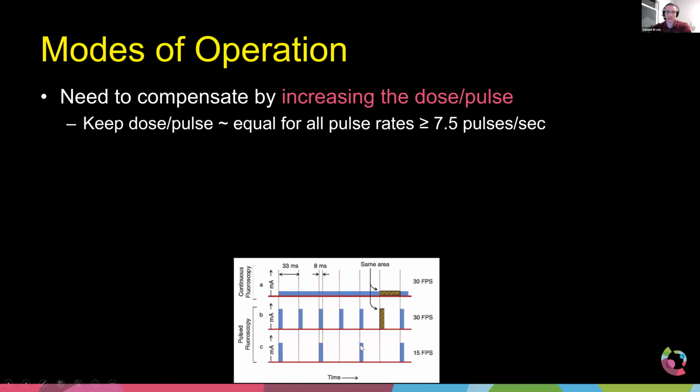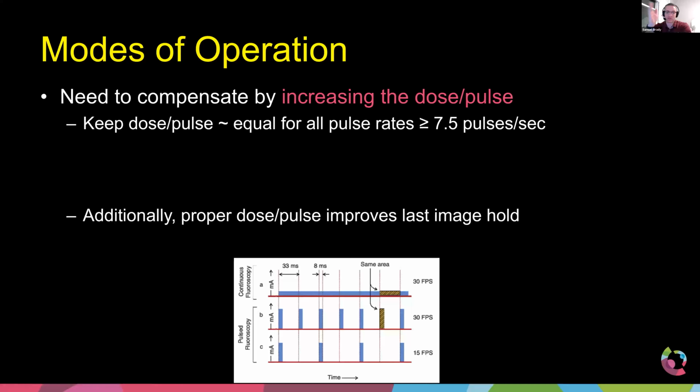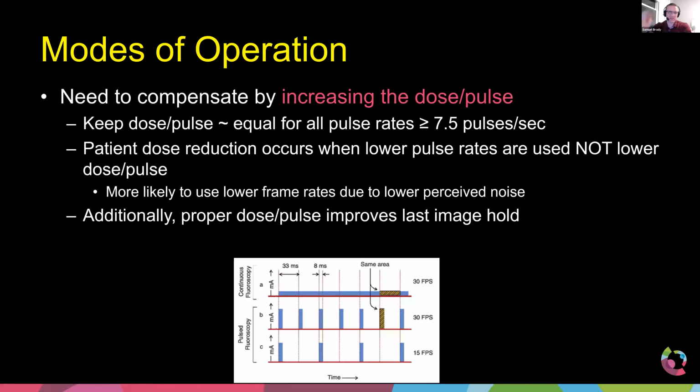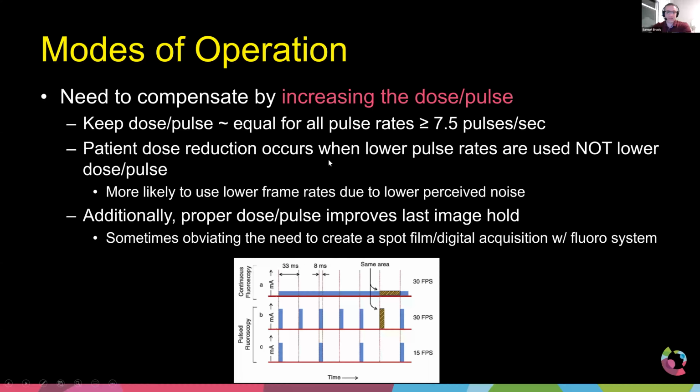Now what happens if we are quite literally skipping every other one by doing 15 pulses per second? Now our eye is not able to average as much, so we need to take each one of these values and make them taller. We need to collect more dose per pulse if we're going to reduce the amount of pulses that we see in the image. Now this will benefit us in real time as the images are presented, as your foot is on the pedal.